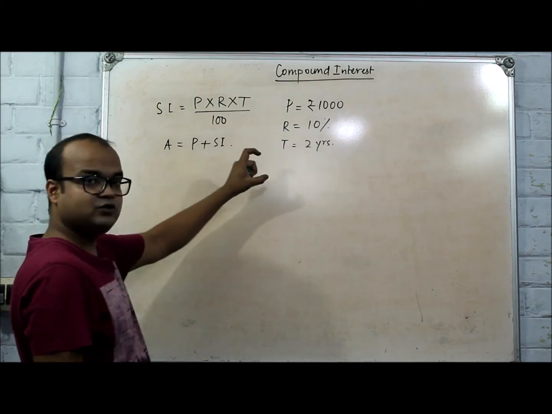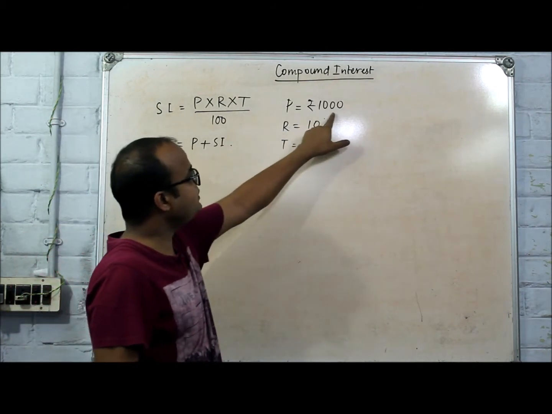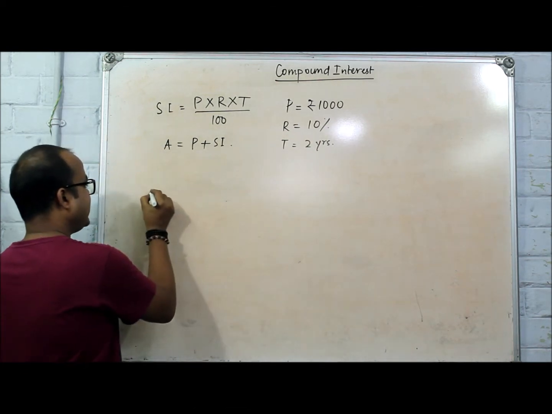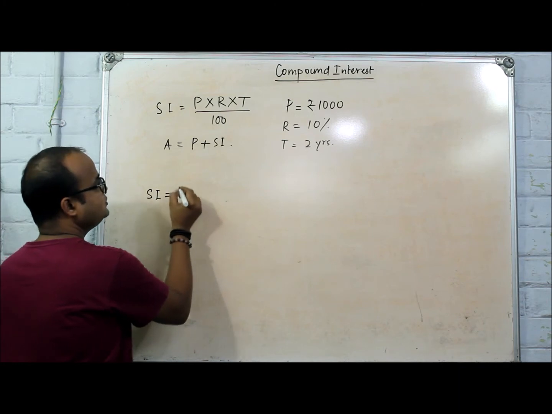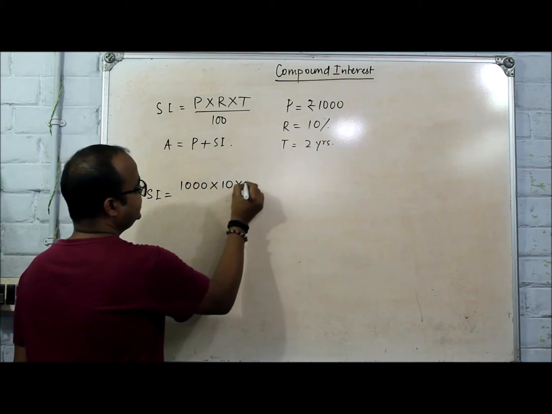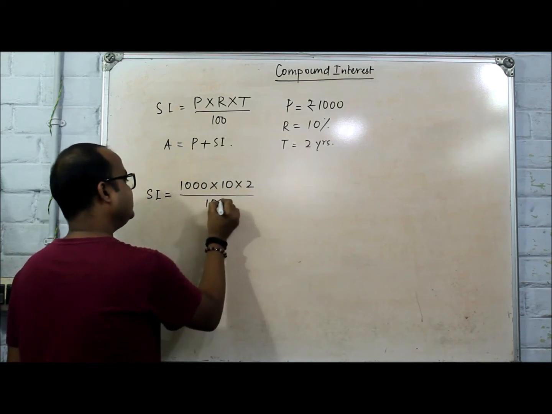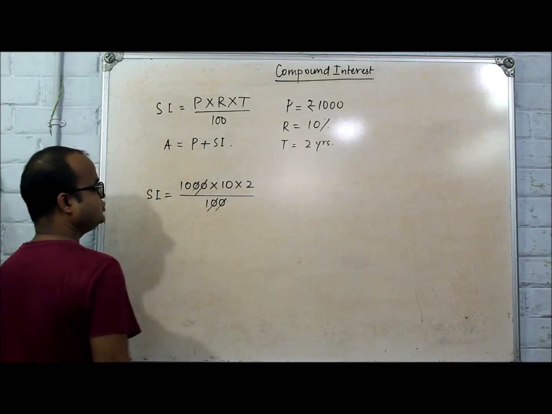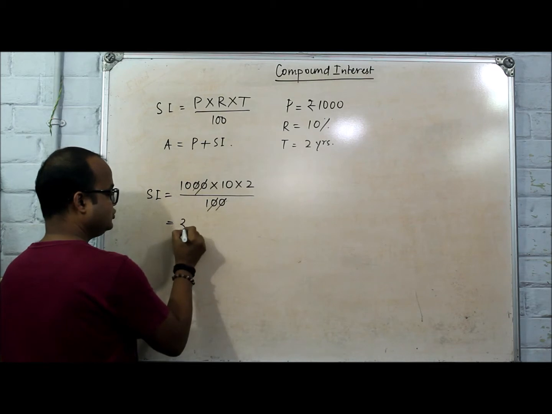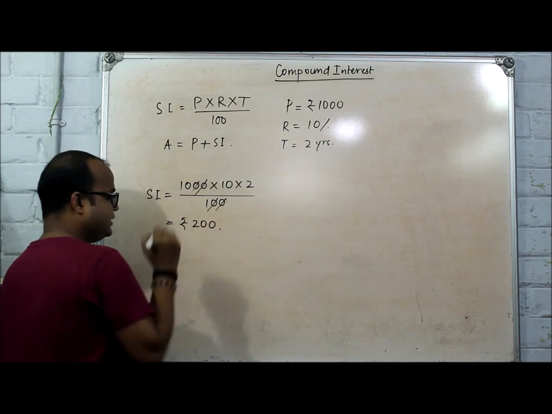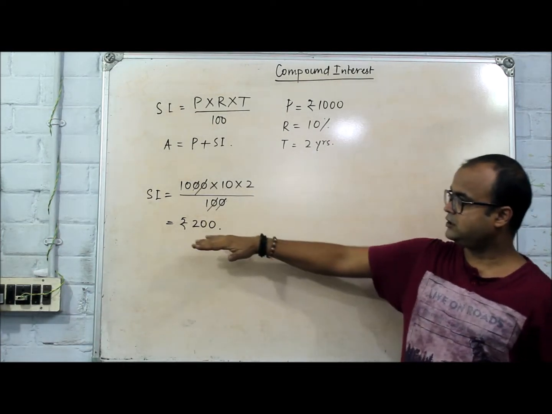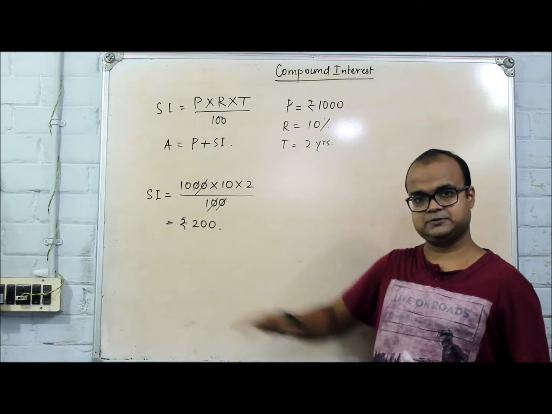So if I calculate SI, my principal, that is rupees 1000, remains the same for 2 years. So SI is equal to P into R into T by 100, that is 1000 into 10 into 2 by 100. 10 into 10, 100 into 2, 200. That means at the end of 2 years, your money earns an interest of 200 rupees.